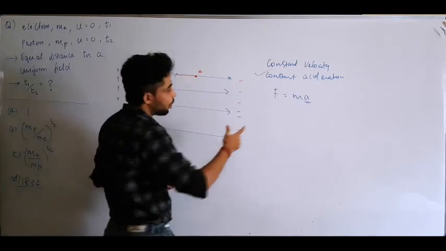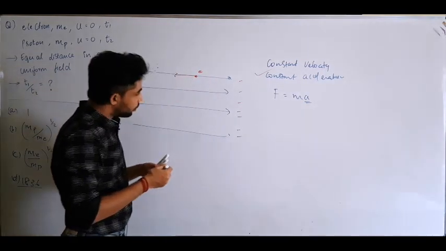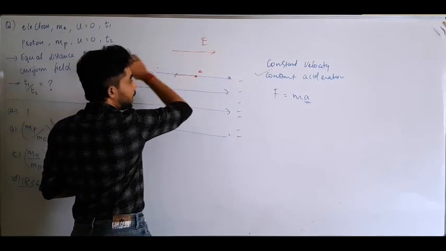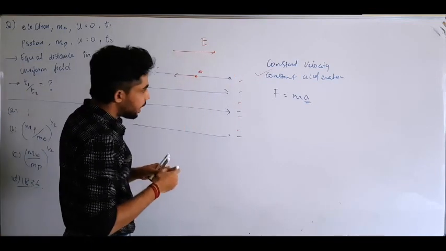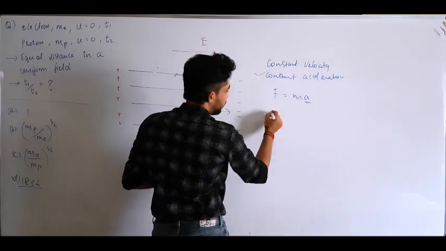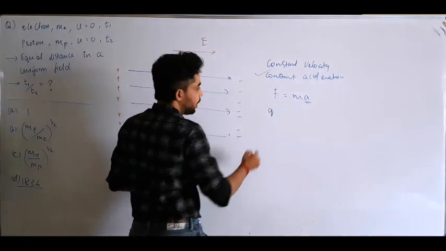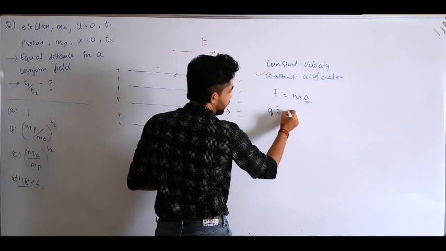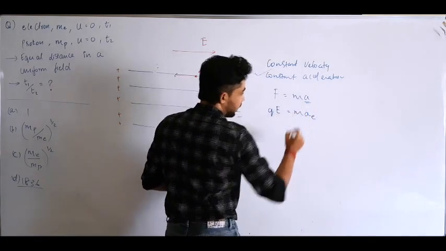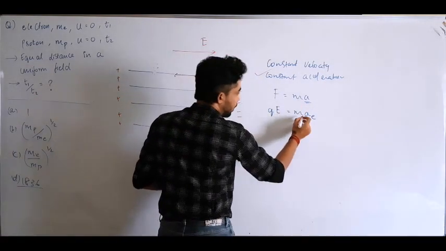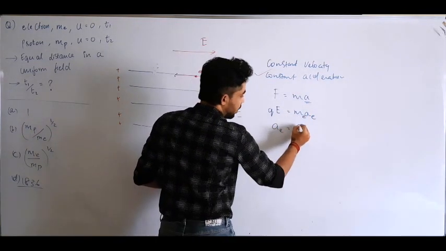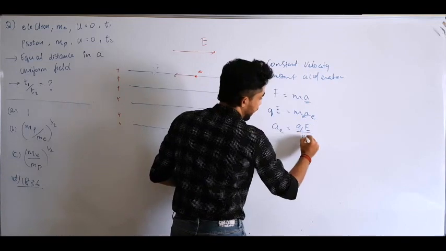So let's try to figure out what the acceleration should be. Here let me consider the electric field from positive to negative to be E. Then I can write the force experienced by the electron as the charge on the electron, q, times the electric field E, which is equal to m times a. From that, ae, the acceleration of the electron, with me the mass of the electron, is qE by me.